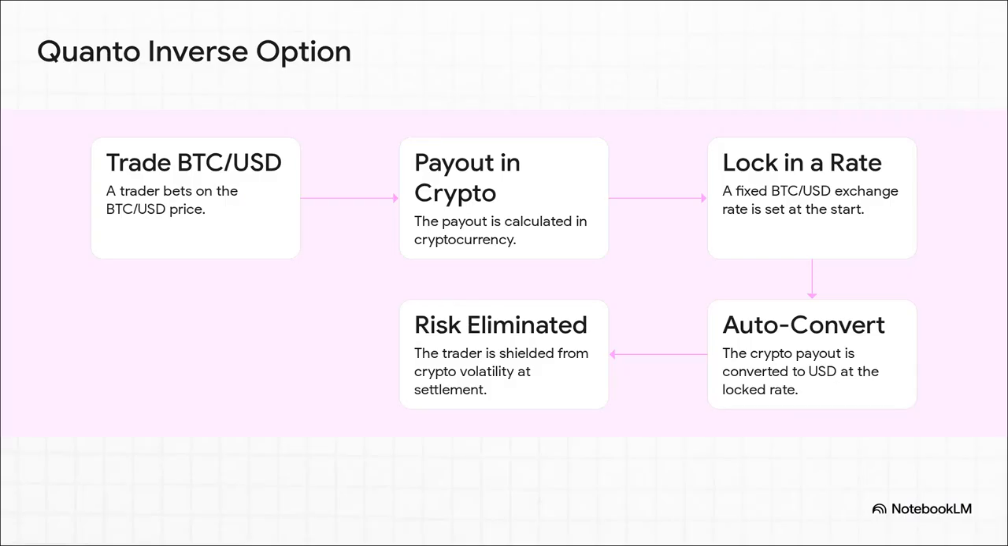Okay, so this process here shows just how brilliant the quanto inverse option really is. You get all the benefits of trading on a crypto-only exchange, just like a normal inverse option. But, and here's the magic, that currency risk is totally gone. Why? Because your final crypto payout gets converted to dollars at that rate you locked in right at the start. It's the best of both worlds.